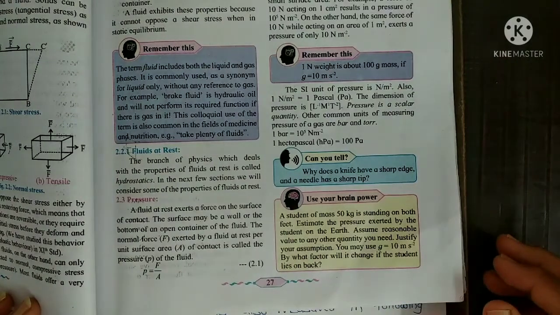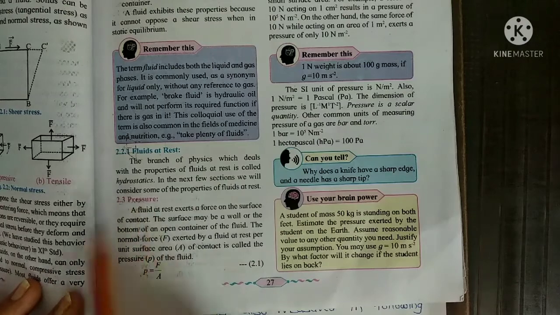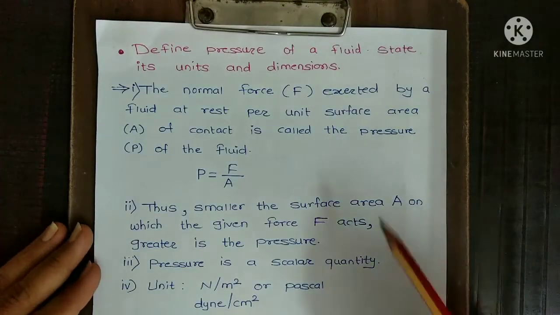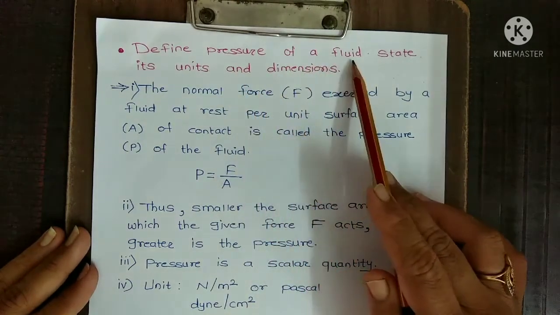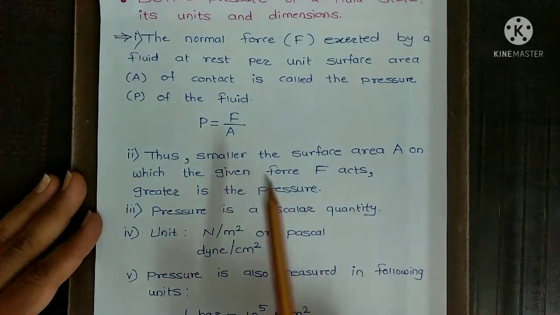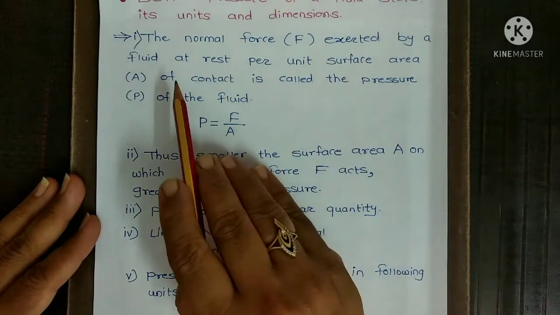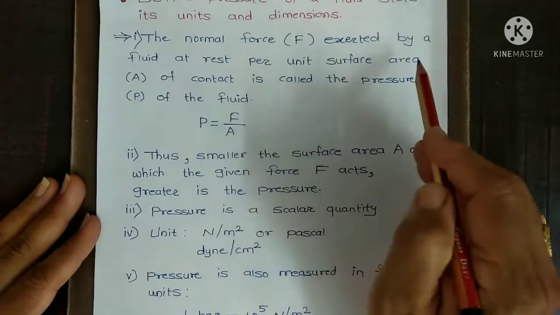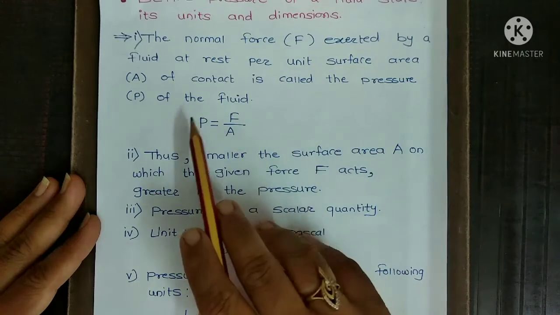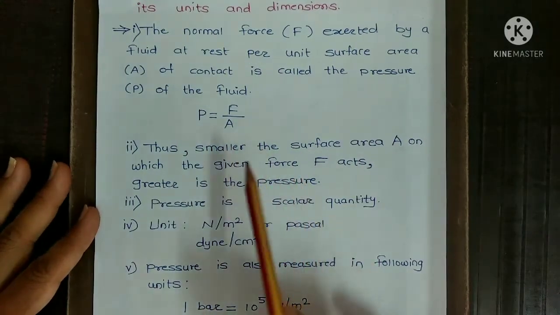This point is given on page number 27 in your textbook. The question on this topic is: define pressure of a fluid, state its units and dimensions. The normal force F exerted by a fluid at rest per unit surface area A of contact is called the pressure P of the fluid. P is equal to F upon A.